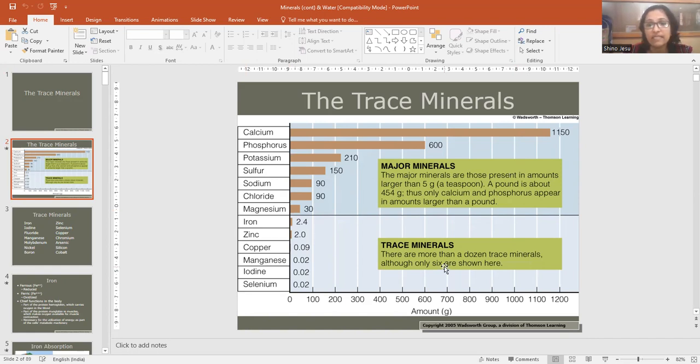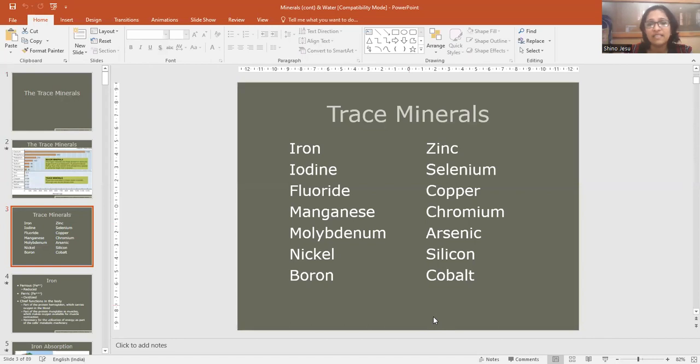Whereas trace minerals, there are more than a dozen trace minerals, although only six are shown here. These six are the major ones: iron, zinc, copper, manganese, iodine, and selenium. The trace minerals are iron, iodine, fluoride, manganese, molybdenum, nickel, boron, zinc, selenium, copper, chromium, arsenic, silicon, and cobalt.